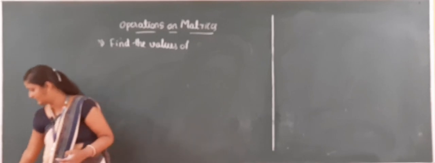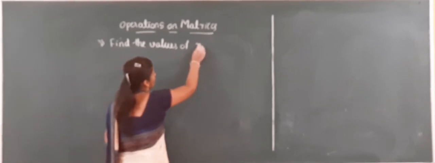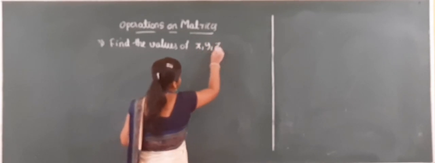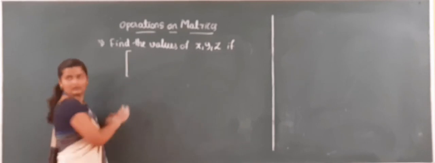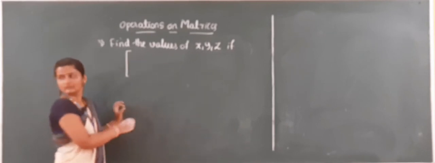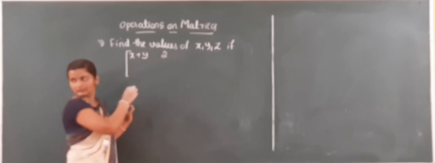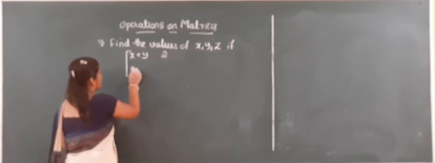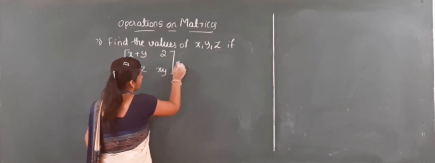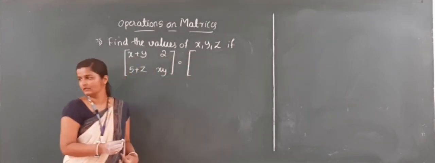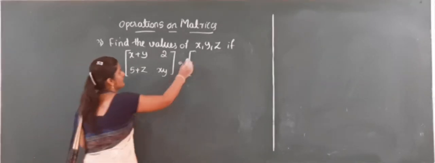So next question is, find the values of x, y, z if [2, 5 plus z; x, y] is one matrix and another matrix is [6, 2; 5].